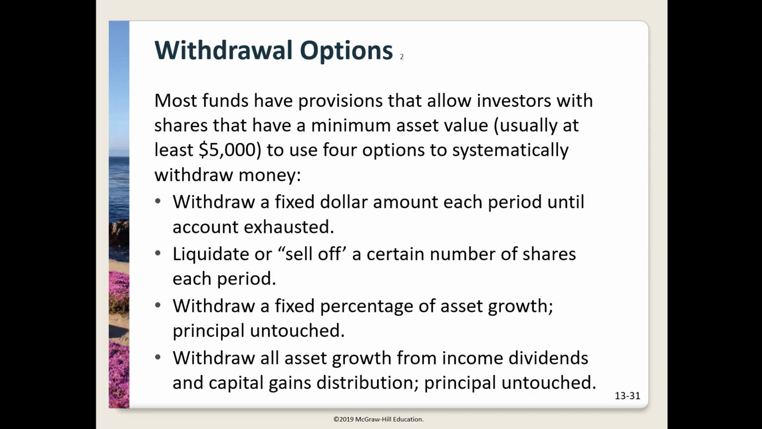The choices include withdraw a specific amount each period until the account reaches a zero balance, sell off a specified number of shares each period, withdraw a fixed percentage of growth leaving your principal untouched, or withdraw all growth from both dividends and capital gains, leaving the principal untouched.